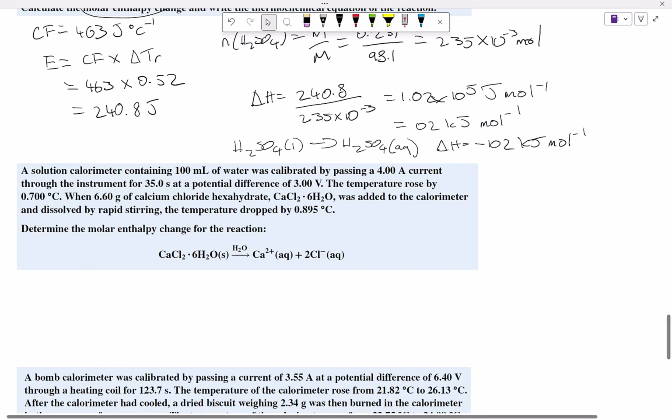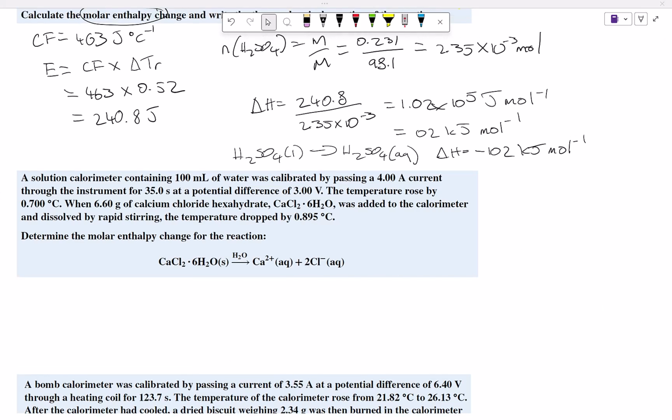So let's have a look at this question. A solution calorimeter containing 100 ml of water was calibrated by passing 4 amps of current through the instrument for 35 seconds with a potential difference of 3 volts. Now, I'm going to do a couple of these things as I'm going, but keep in mind we're looking to determine the molar enthalpy change for this reaction here.